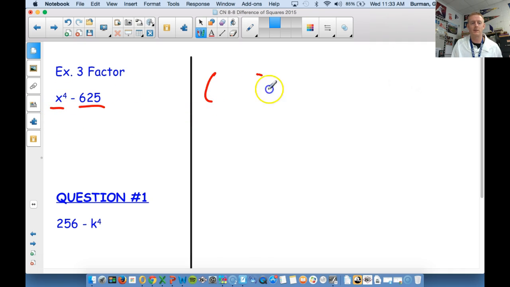So we have an x to the fourth power. That turns into an x to the second. And because it's a difference of squares, we have 1 plus, we have 1 minus. It does not matter what order those are in. And the square root of 625 is 25. I just double checked on the old calculator just to prove it.